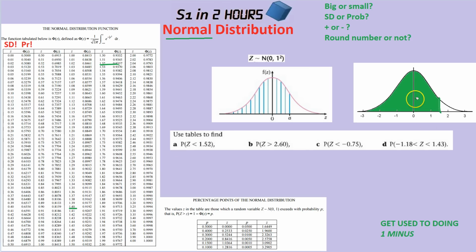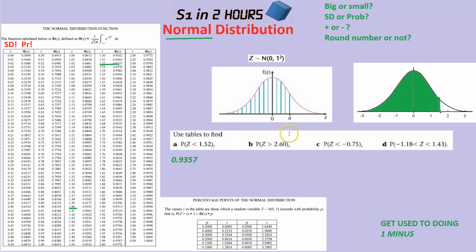How did I know it was to the left? Because it said less than 1.52. That's any number to the left of this. Minus 1 is less than 1.52. 1 is less than 1.52. So we answered the first question, do they want the big bit or the small bit? They must want the big bit, because these are all the numbers less than 1.52. So it would make sense, the answer would be 0.9357, looking at our tables.